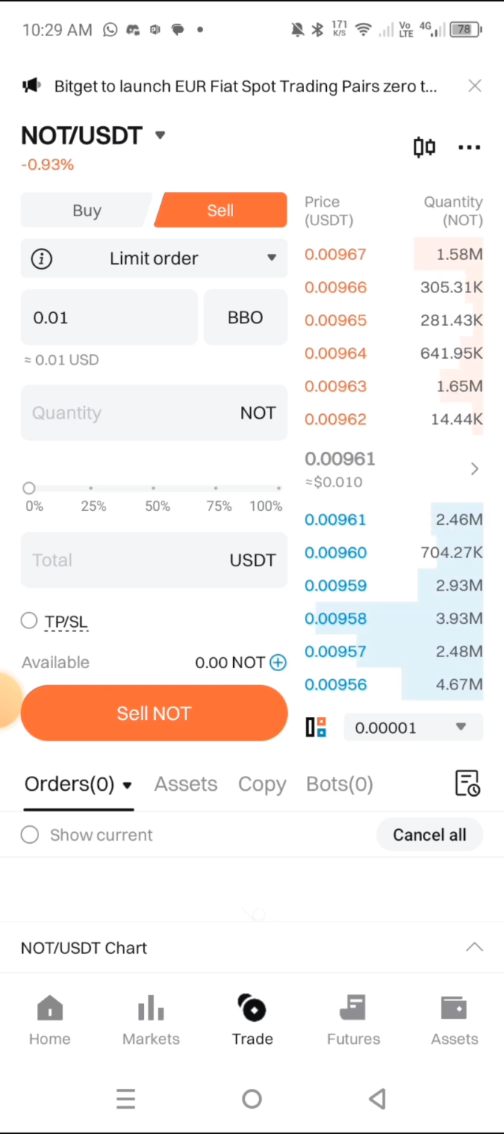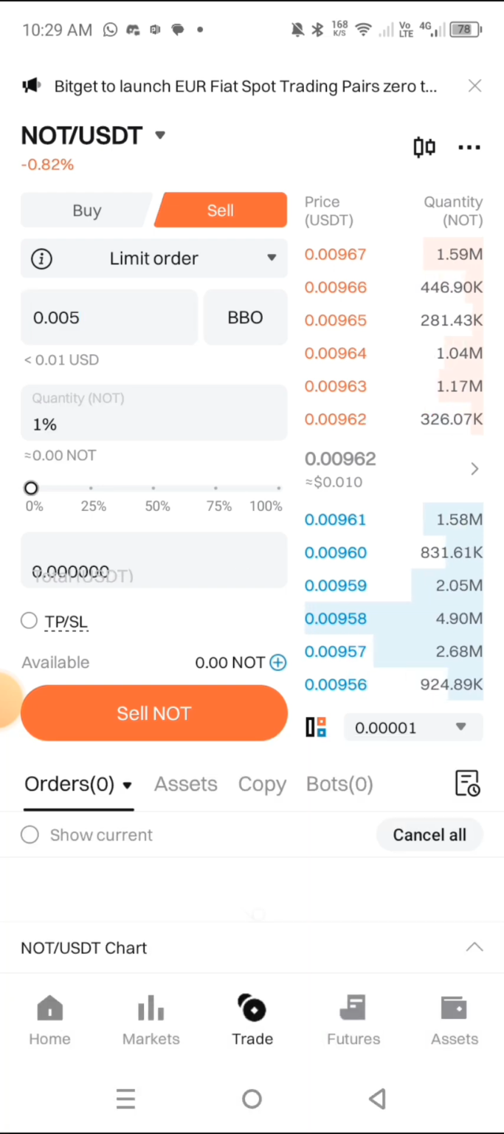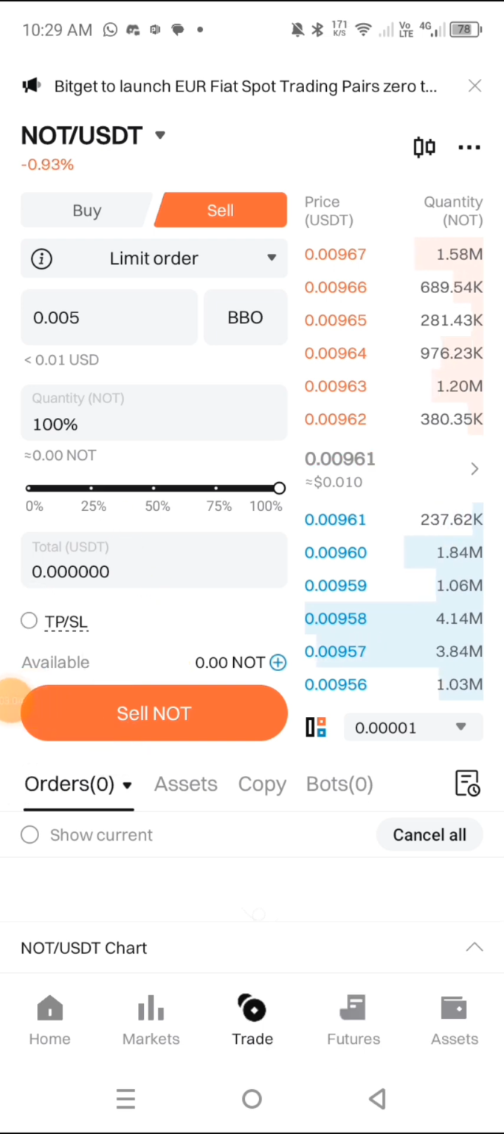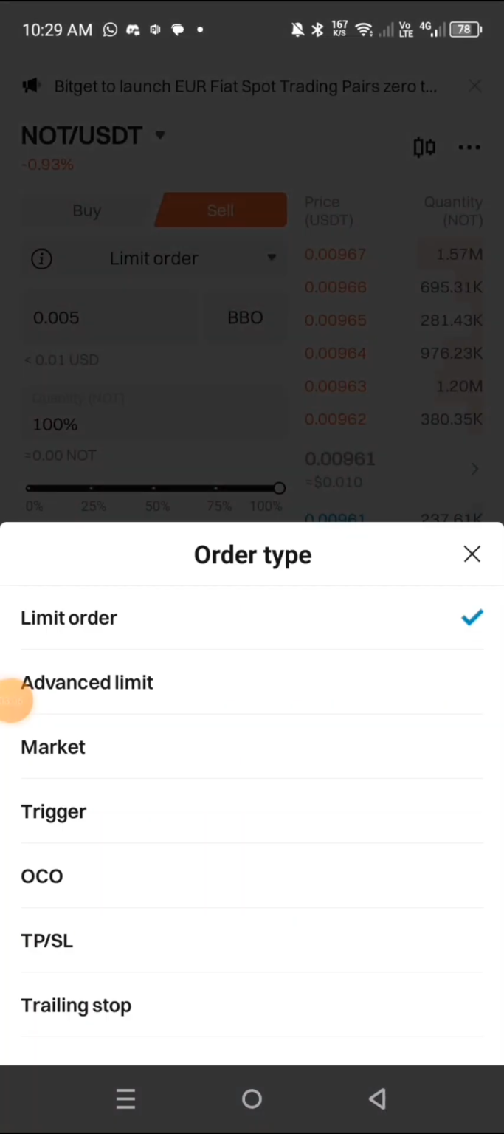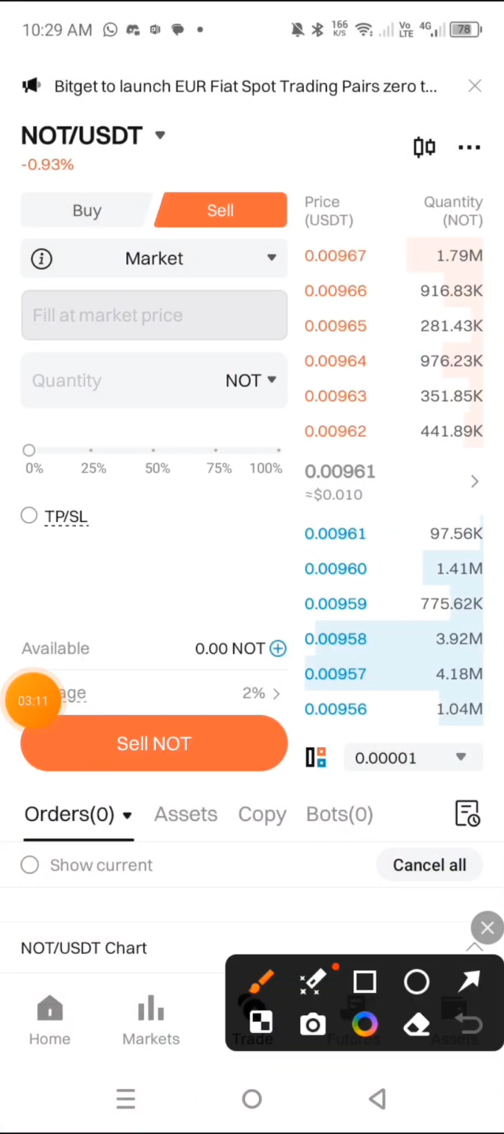If you think that DOGS pumps to 0.005, then you have to click on this again, and here you have to write down 0.005. Again you select your quantity and then sell. Hope you understand. Now I am going to tell you about market. I am going to market, and you can see this is the market data.